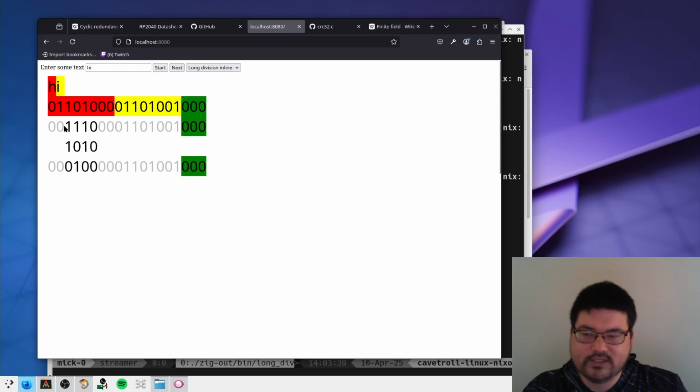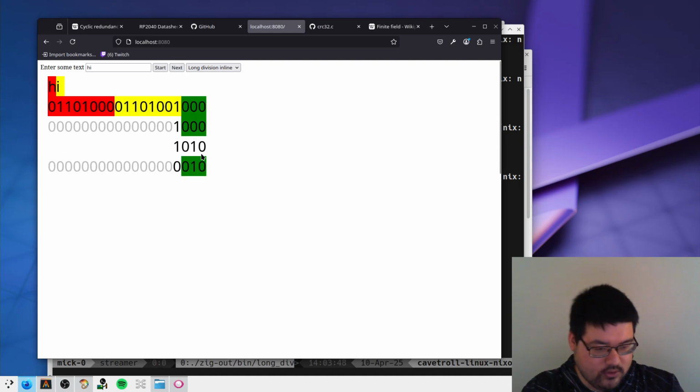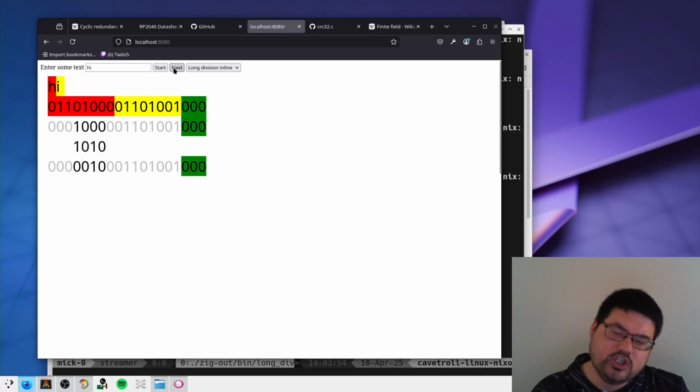Right, so when I go up next, we have this 1, 1, 1. Now it's 1, 0, 0. I'm going to press next, and it's going to say 1, 0, 0. And we basically just keep going until we get to the same checksum, the same 0, 1, 0 at the end. Hell yeah, right?